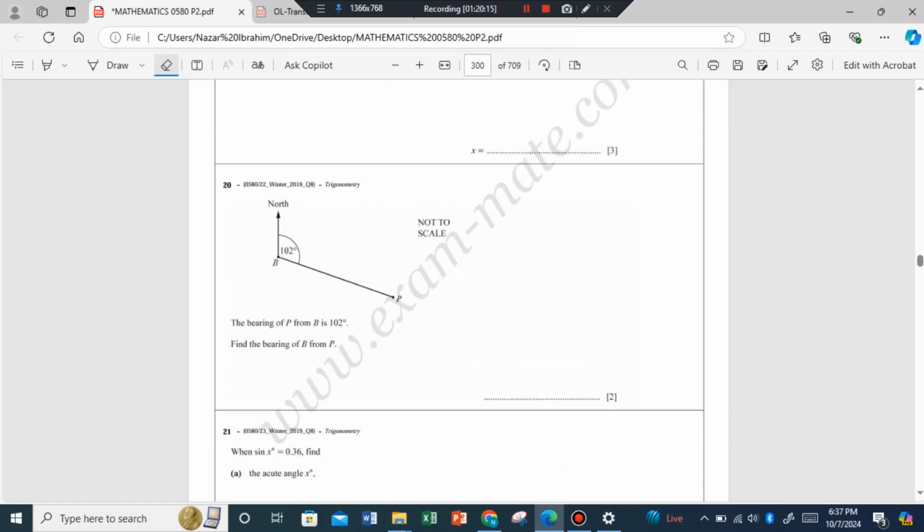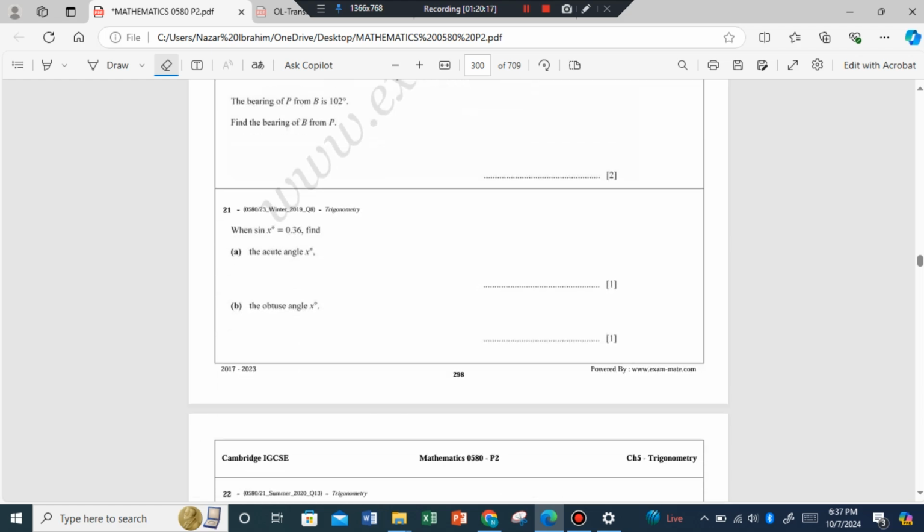we did the bearings question, right? Now we are moving towards question number 21. That is, we have sine x is equals to 0.36. Find the acute angle and obtuse angle. Again, a very easy question. Sin x is equals to 0.36 means that x is equals to sine inverse 0.36, right? Get the angle.